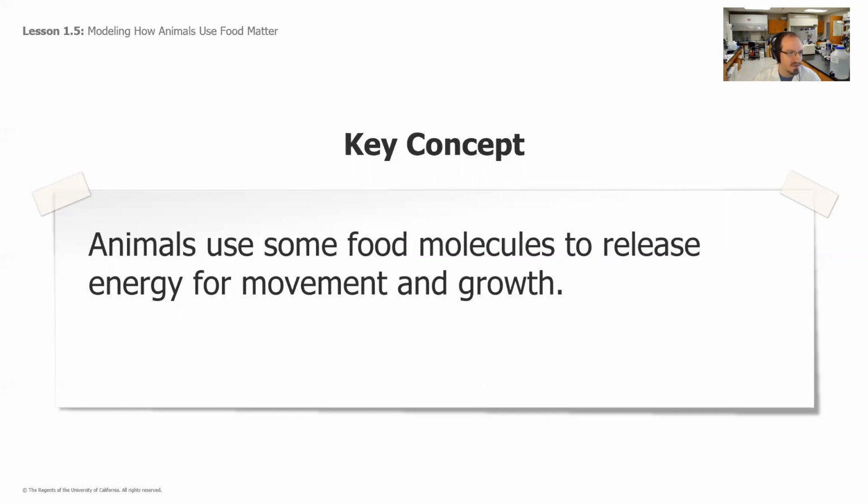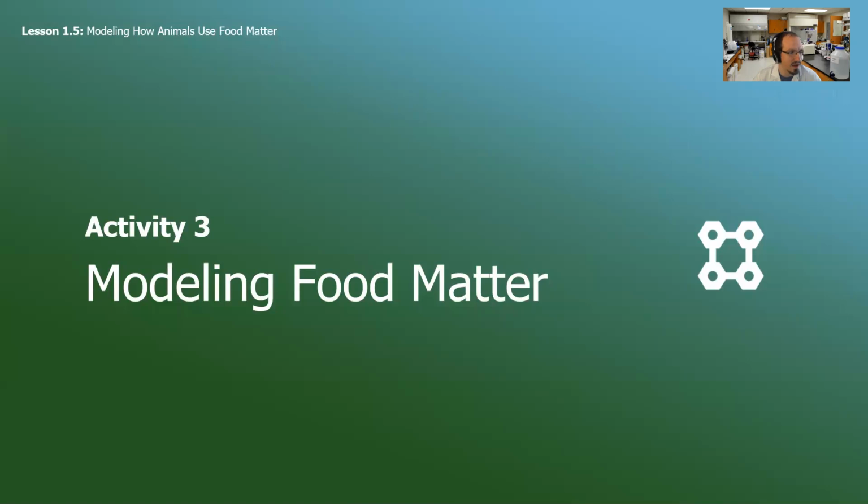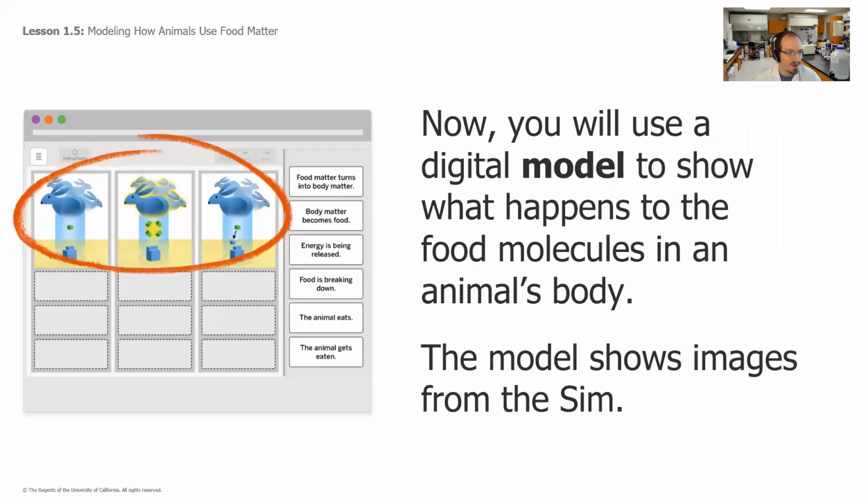Our last activity today is going to be modeling food matter. So what we're going to do is we're going to use a digital model to show what happens to the food molecules in an animal's body. So the model shows images from the sim. And remember, scientists use models to help us answer questions and to help us see things that are difficult to observe. So scientists also use models to show their thinking. So that's going to be a lot of what we're doing today, is showing our thinking using this model.